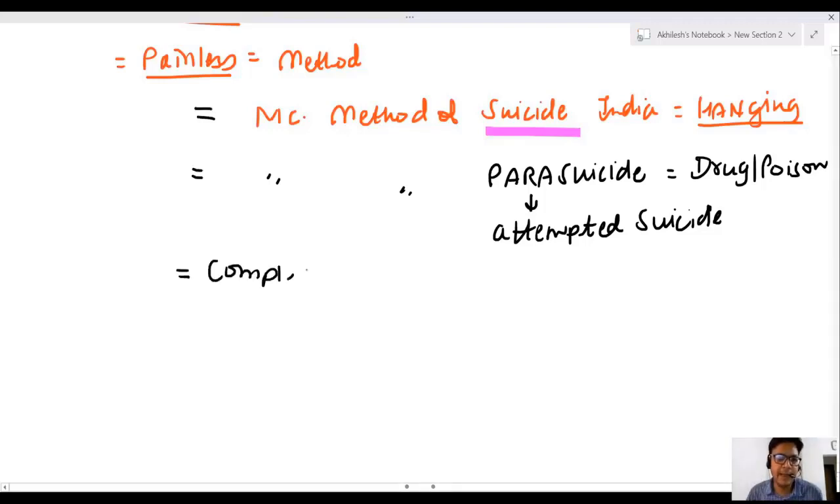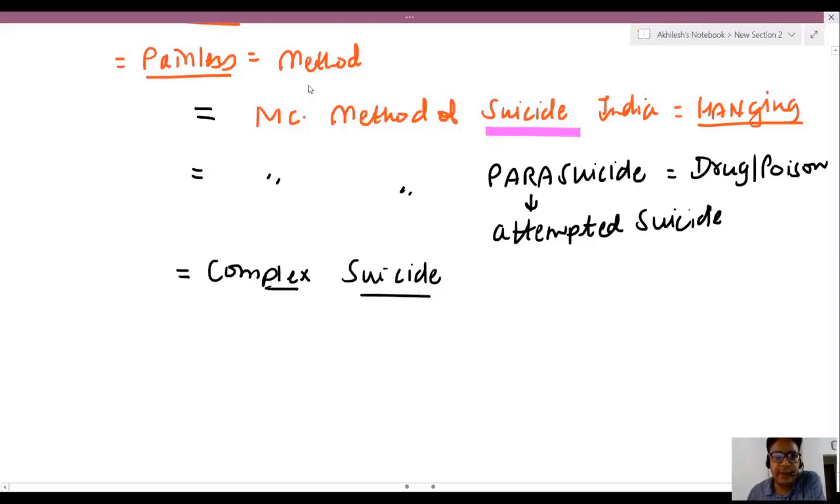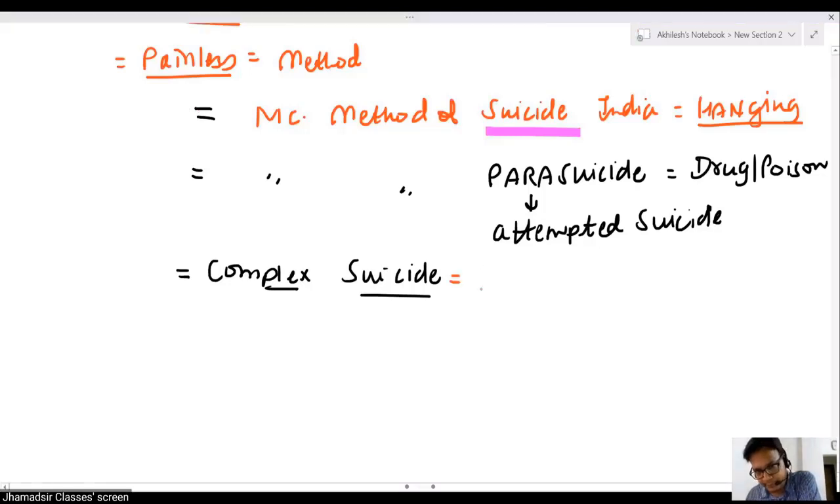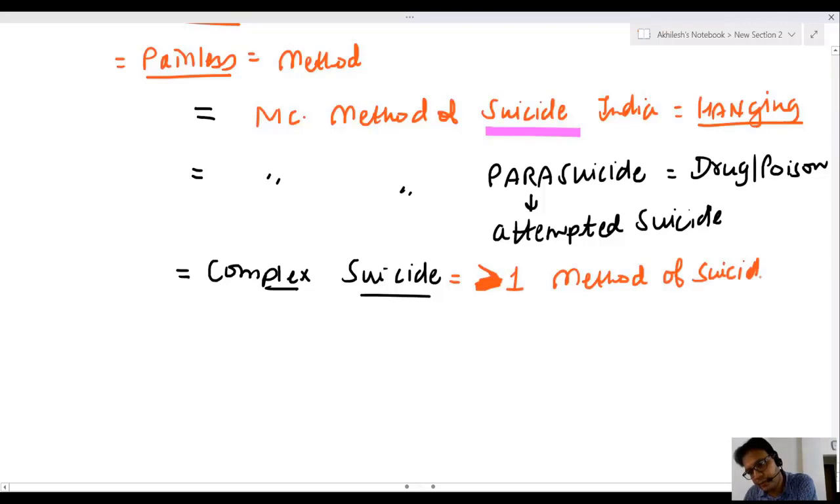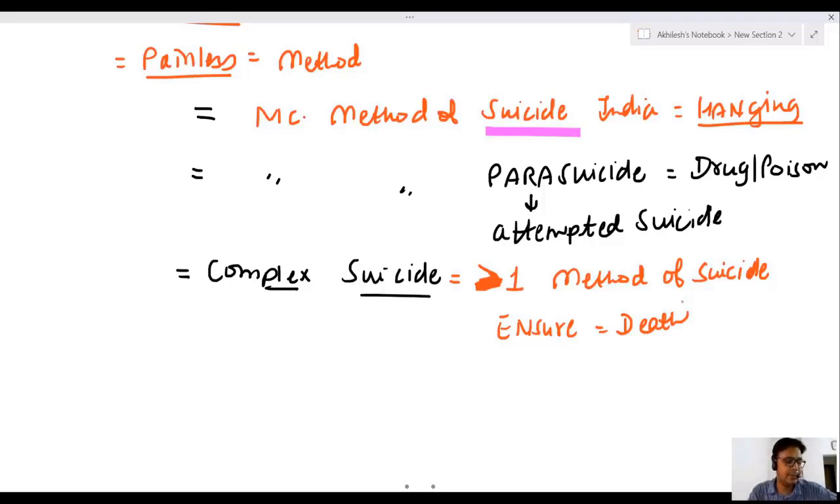Now come to complex suicide. What is the meaning of complex suicide? More than one method of suicide you use to ensure the death. This is complex suicide.